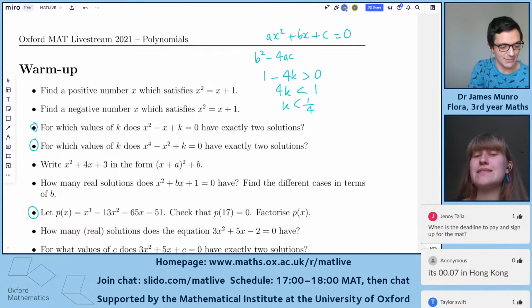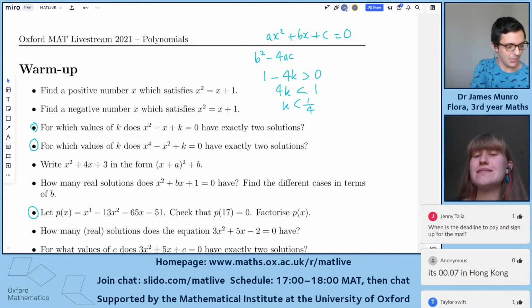Somebody in the meantime has asked when's the deadline to register and sign up for the MAT, which is the 15th of October, which is also the UCAS deadline for applying. They also want to know when they pay for the MAT, and it feels like a good point to say that Oxford doesn't charge people to take the MAT, but your test centre might charge you admin for sort of invigilation or something like that.